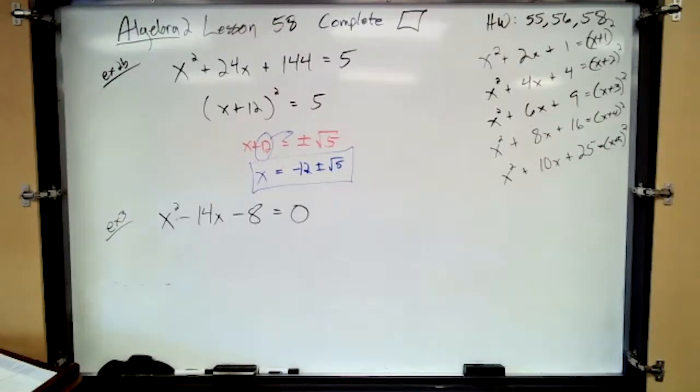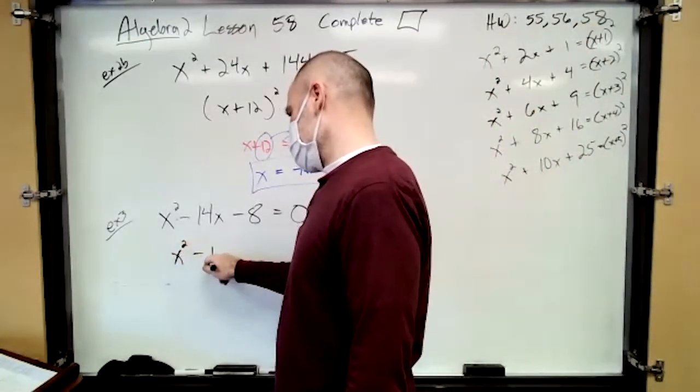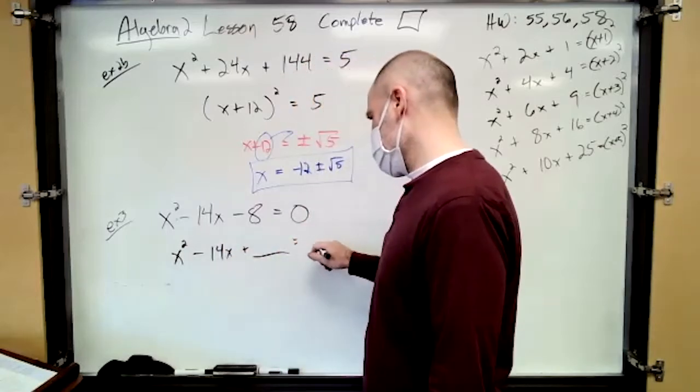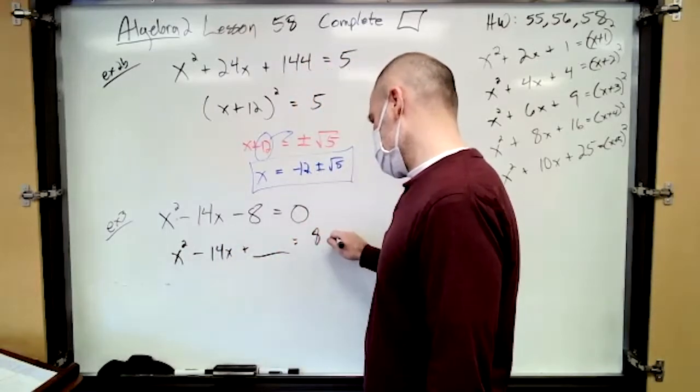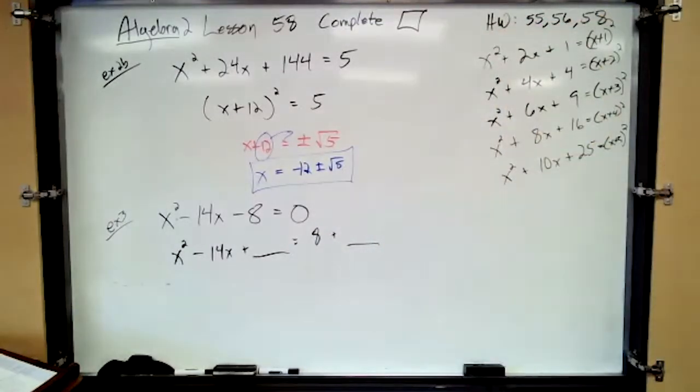I already wrote it. What's the first step? Variables on one side equals constant on the other. Okay, so we're going to just leave a blank here because we know we're going to add something to both sides. Okay, so we're going to have like an x squared minus 14x. We'll just use this example.